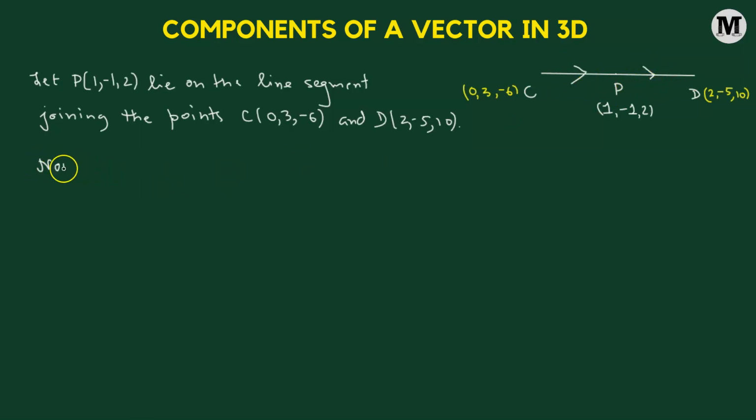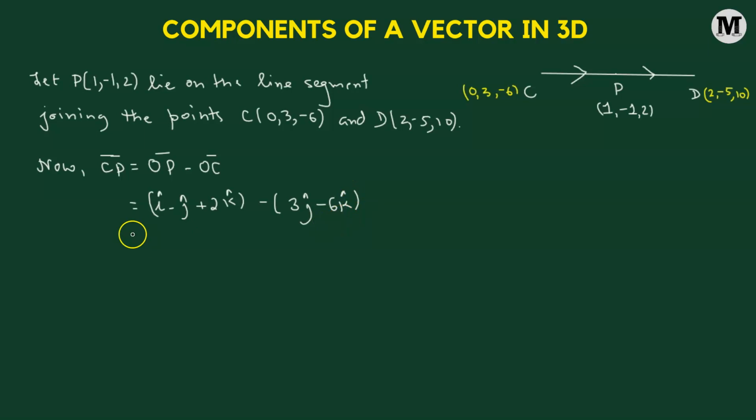So now CP vector is going to be equal to, in terms of the position vector, OP vector minus OC vector. The OP vector is going to be i cap minus j cap plus 2k cap. And from here, we're going to subtract OC vector. The OC vector is going to be 3j cap minus 6k cap. Let's simplify this, and that's going to give us i cap minus 4j cap. Then we have 2k cap minus -6k cap, so we're going to get plus 8k cap.